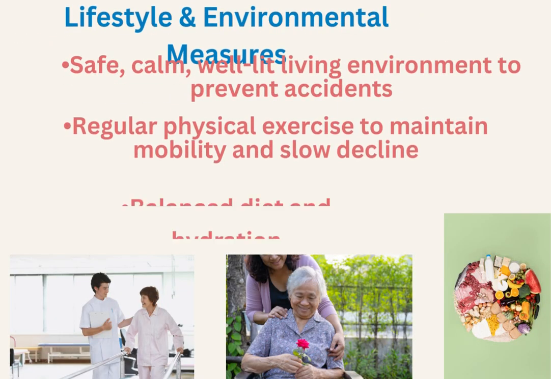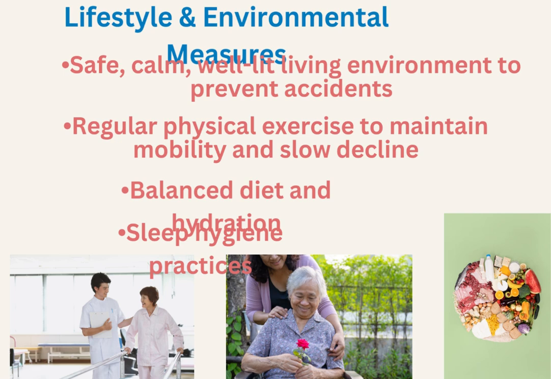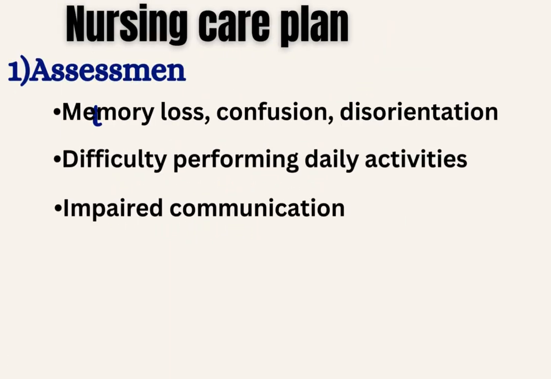Lifestyle and environmental measures: safe, calm, well-lit living environment to prevent accidents, regular physical exercise to maintain mobility and slow decline, balanced diet and hydration, sleep hygiene practices. Nursing care plan.